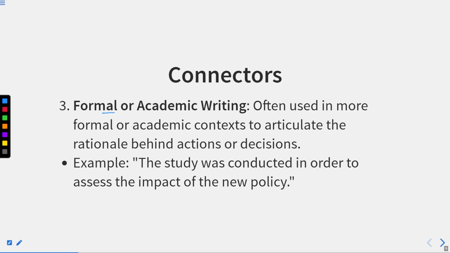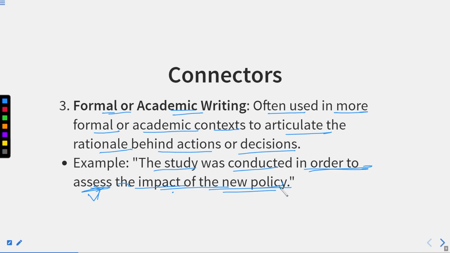Now the third one is formal or academic writing. It is often used in more formal or academic contexts to articulate the rationale behind actions or decisions. For example, the study was conducted in order to assess the impact of the new policy. Okay, so why was this study conducted? Just to assess the impact of the new policy. So, in order to assess, this is the verb, the impact of the new policy.